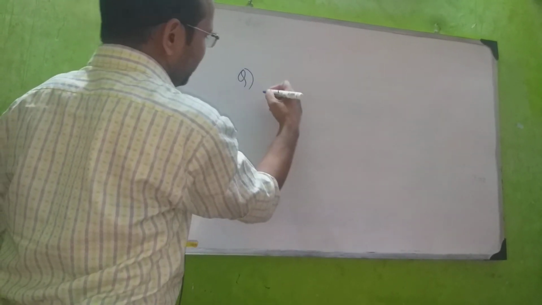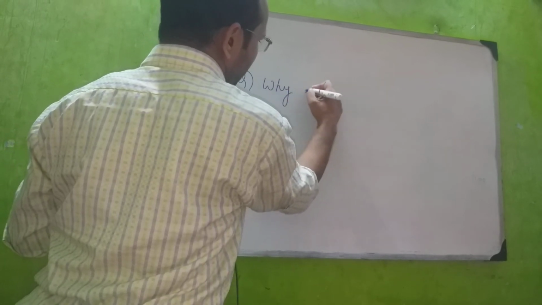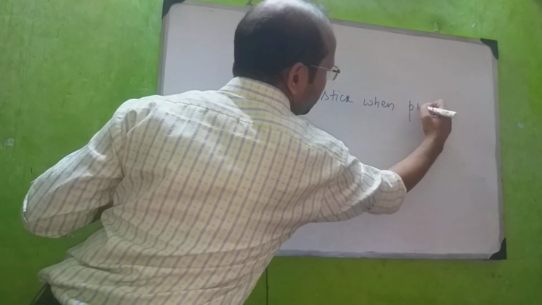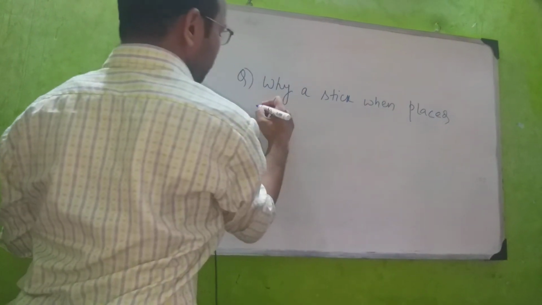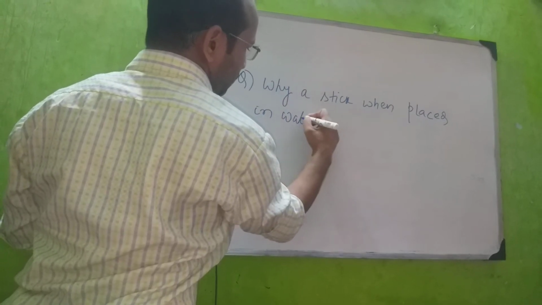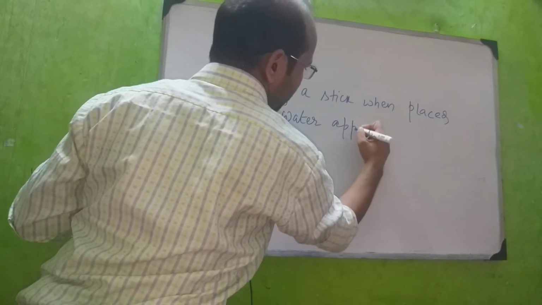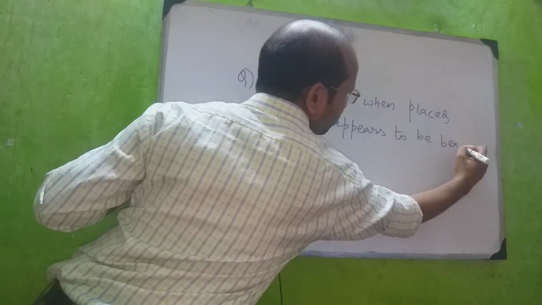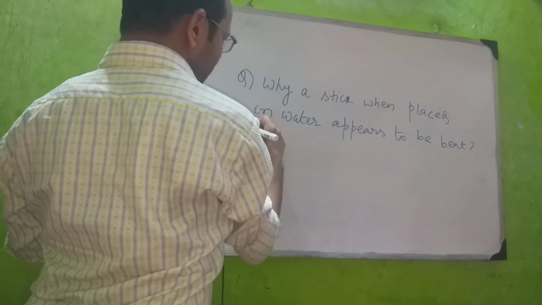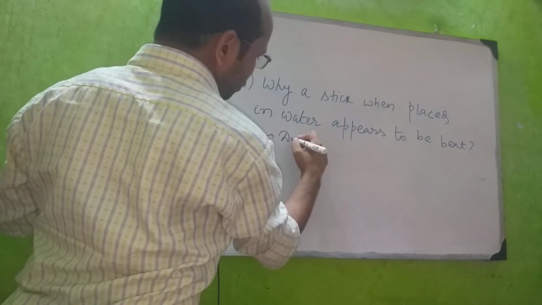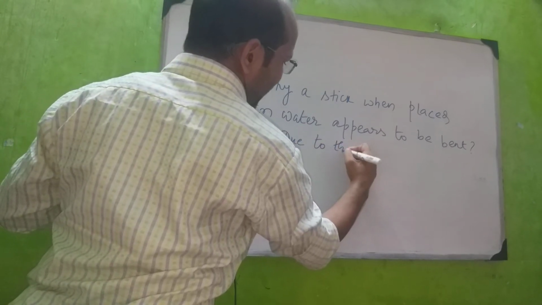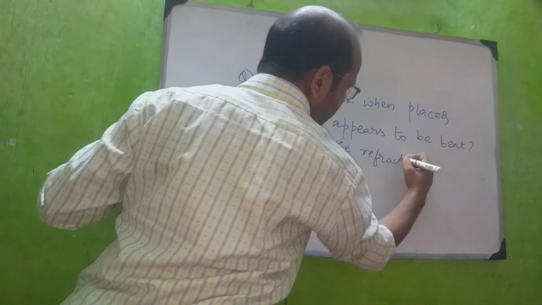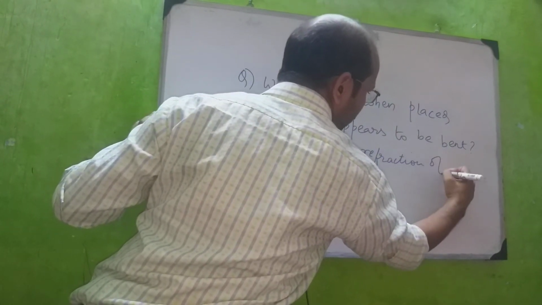A question can come in your school like this: why does a stick placed in water appear to be bent? Okay, so the answer will be: due to the refraction of light. It happens due to the refraction of light.